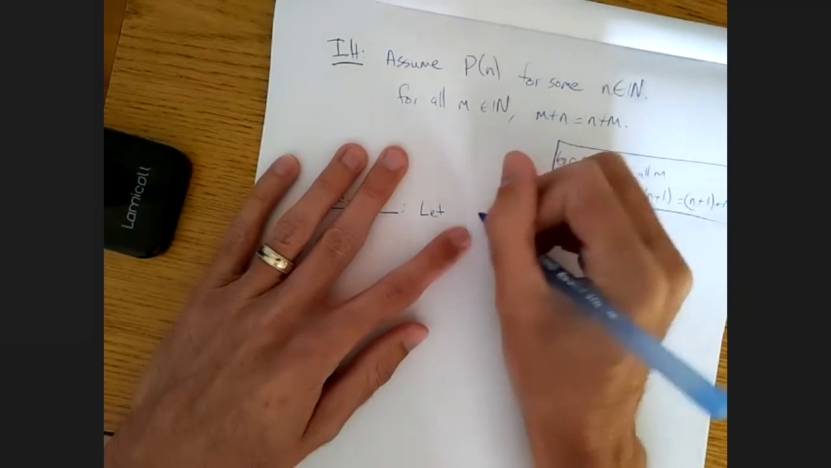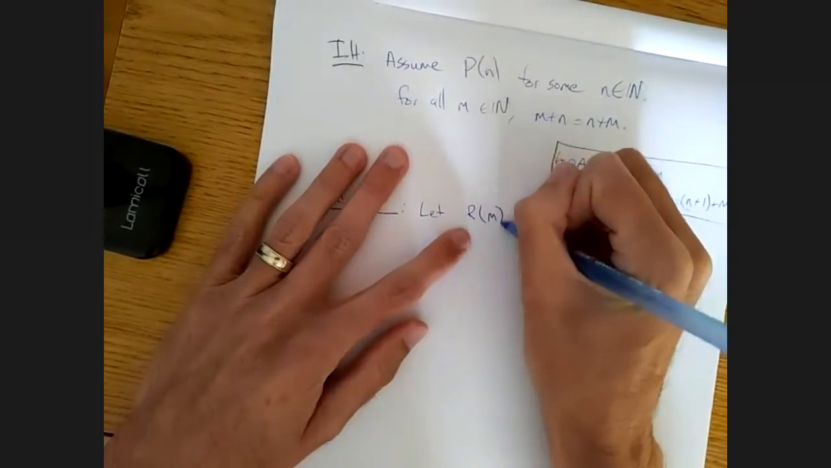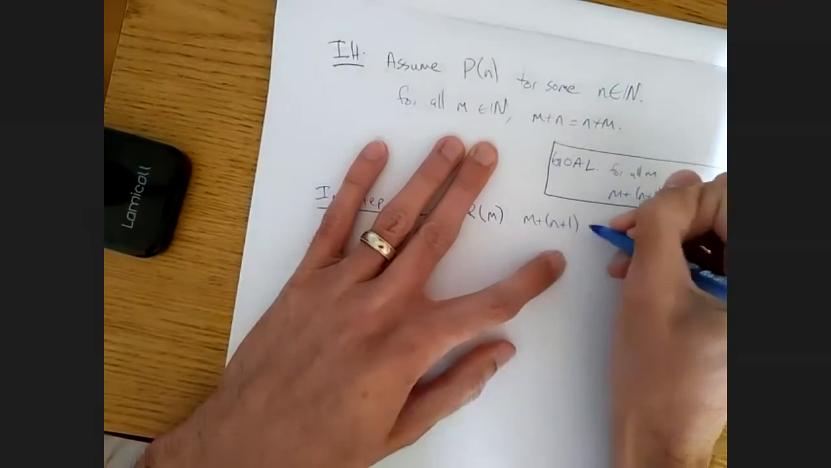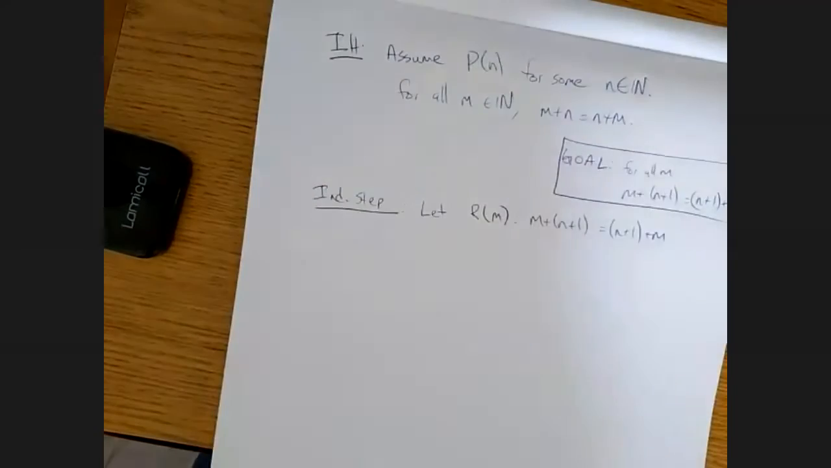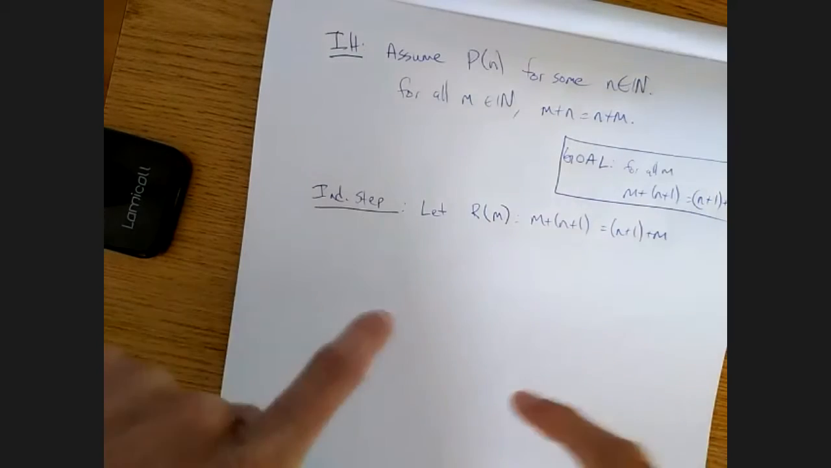So I've used P and Q, so let's do R. R of m will be the statement that m plus n plus 1 equals n plus 1 plus m. We want to show R of m by induction. We have to prove R of m by induction. So that means we need to do the base case, induction hypothesis, and induction step inside this one induction step.